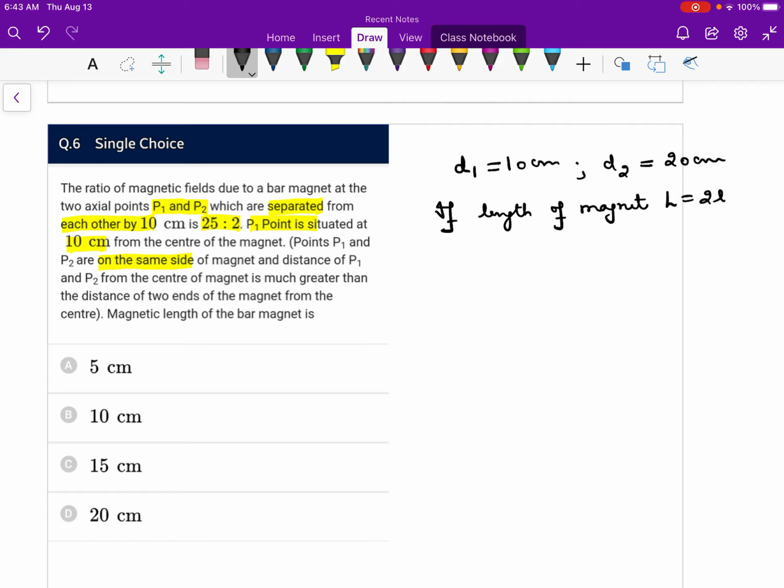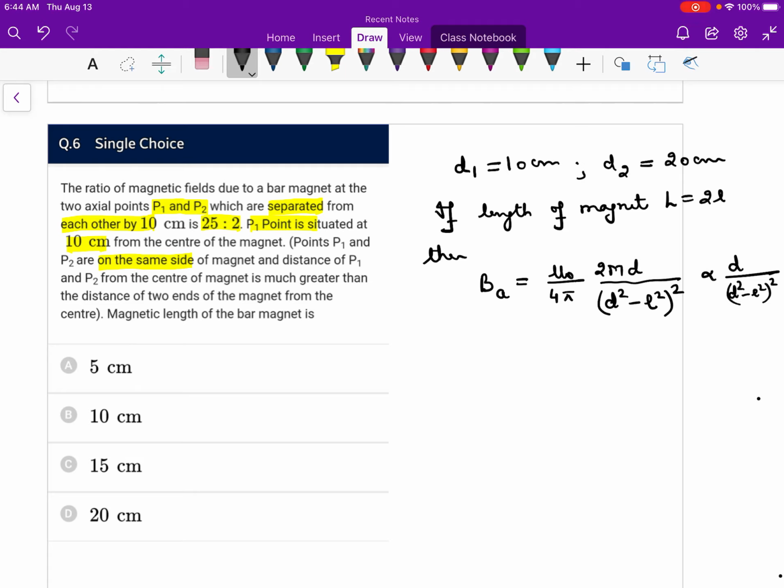capital L is 2L, then the magnetic field on the axial position is mu naught by 4 pi, twice m d upon (d square minus L square) whole square. So this is proportional to d upon (d square minus L square) whole square.